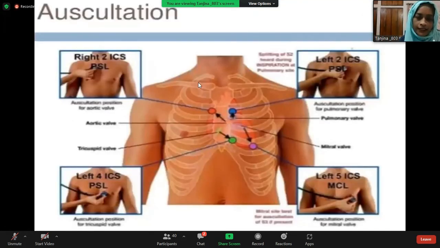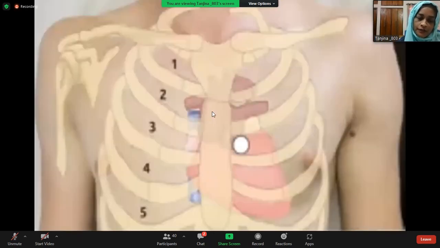This is the auscultation. Auscultation techniques. Auscultation is the key technique to assess the cardiac heart sounds and added sounds. Auscultate all four areas. This is the apex, left fifth intercostal space. This is the mitral area. This is the tricuspid area, left fourth intercostal space, just lateral to the sternum. This is the pulmonary area, the left second intercostal space, and this is the right second intercostal space. This is the aortic area.